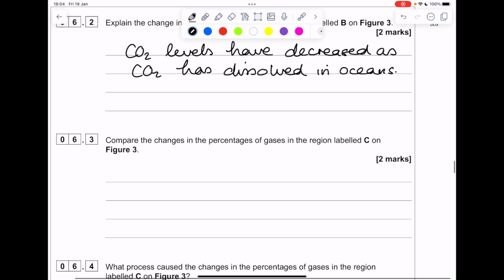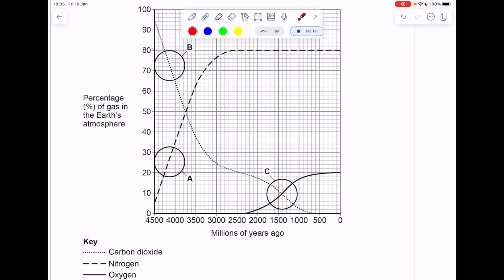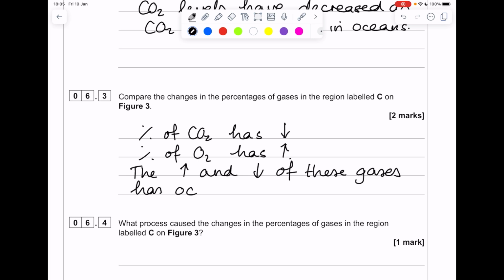Compare the changes in the percentage of gases in the region labelled C. So we can see over here in C that oxygen levels have increased and carbon dioxide levels have decreased, and that, look, those gradients are pretty similar, so that percentage increase and decrease is occurring at a similar rate for both. So percentage of CO2 has decreased, percentage of oxygen has increased. The increase and decrease of these gases has occurred at a similar rate.